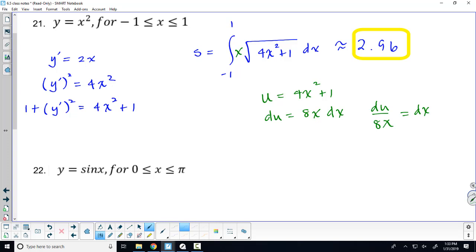And you can't break that square root apart, right? Everyone clear? You can't make that the square root of 4x squared plus the square root of 1. Right, you can't bust a square root apart. If you could, things would be very different. So this won't work.